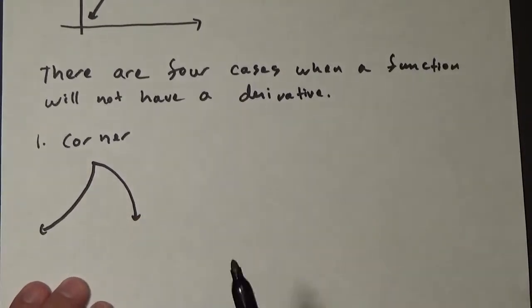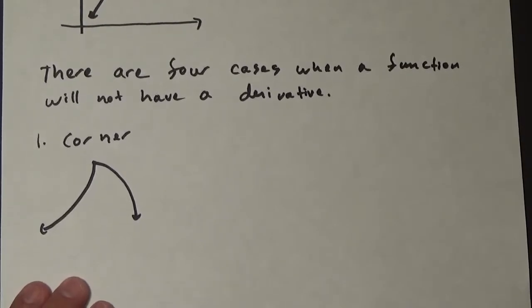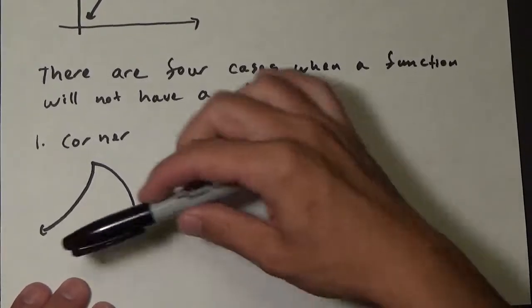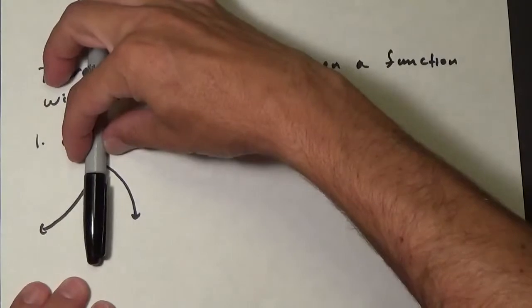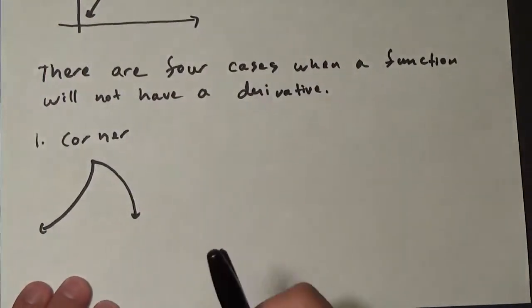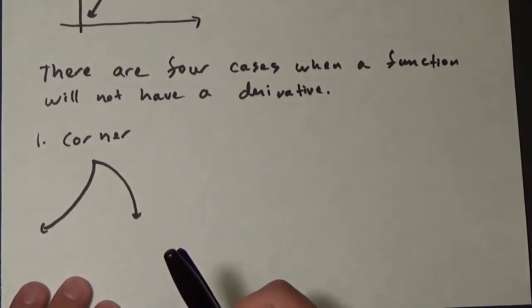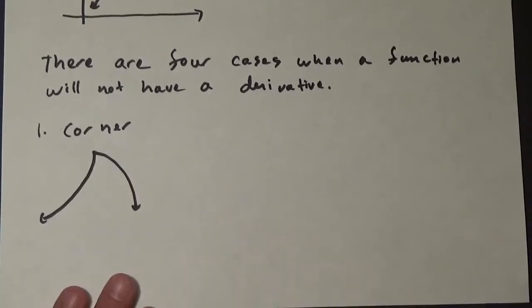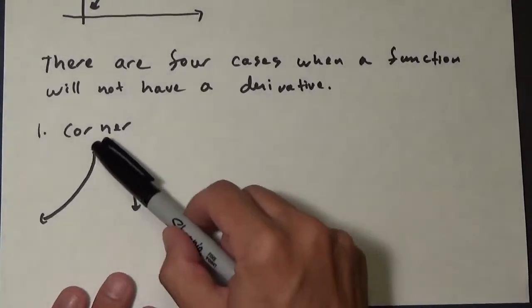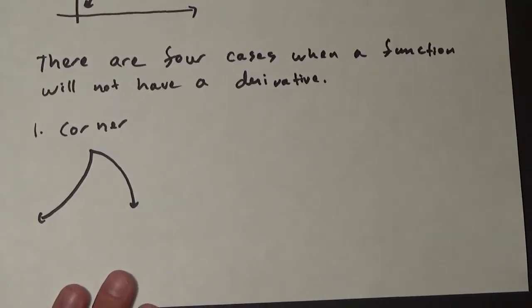The absolute value had a corner. And again, the issue is we come in with one derivative and all of a sudden it switches to another slope of a tangent line, and you can't have that. So this is continuous, but not differentiable.